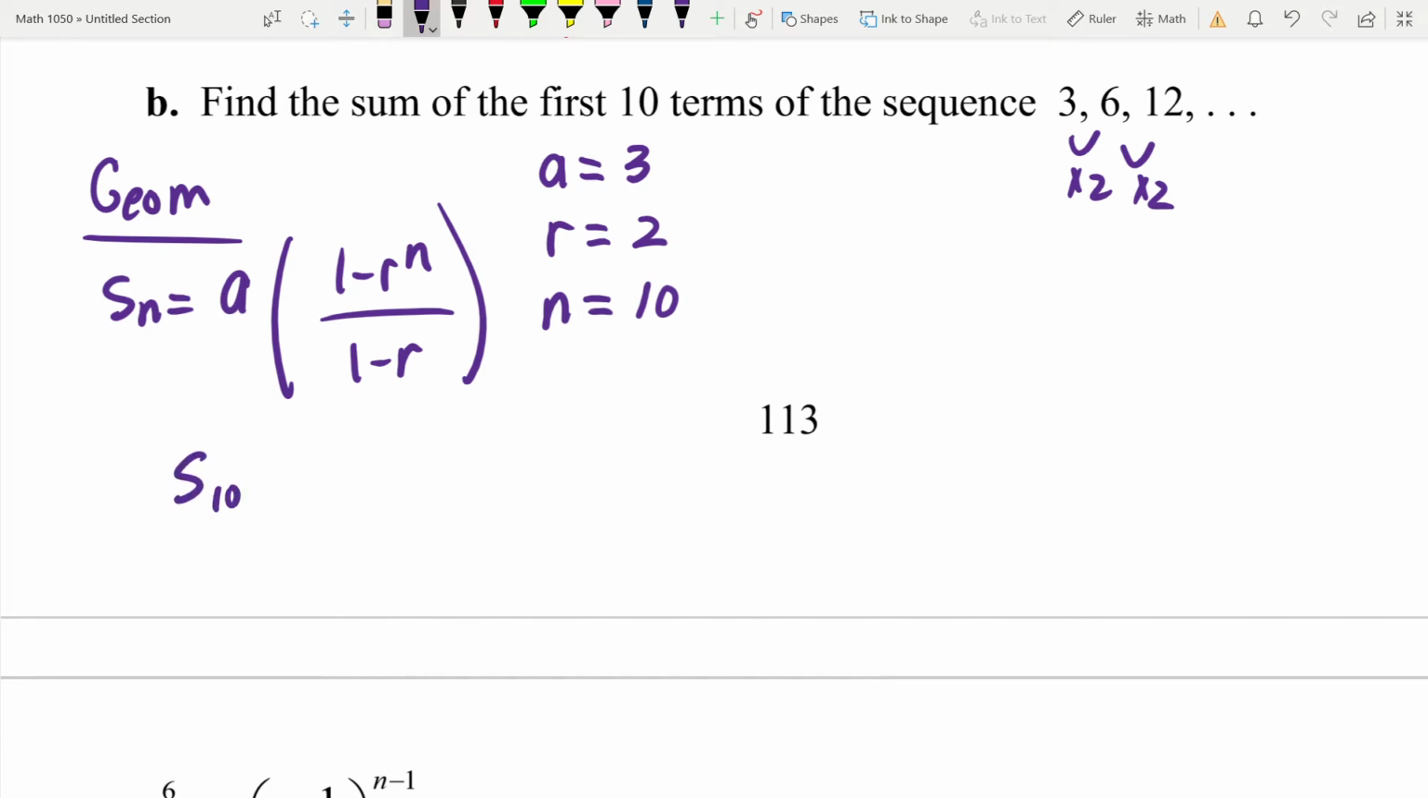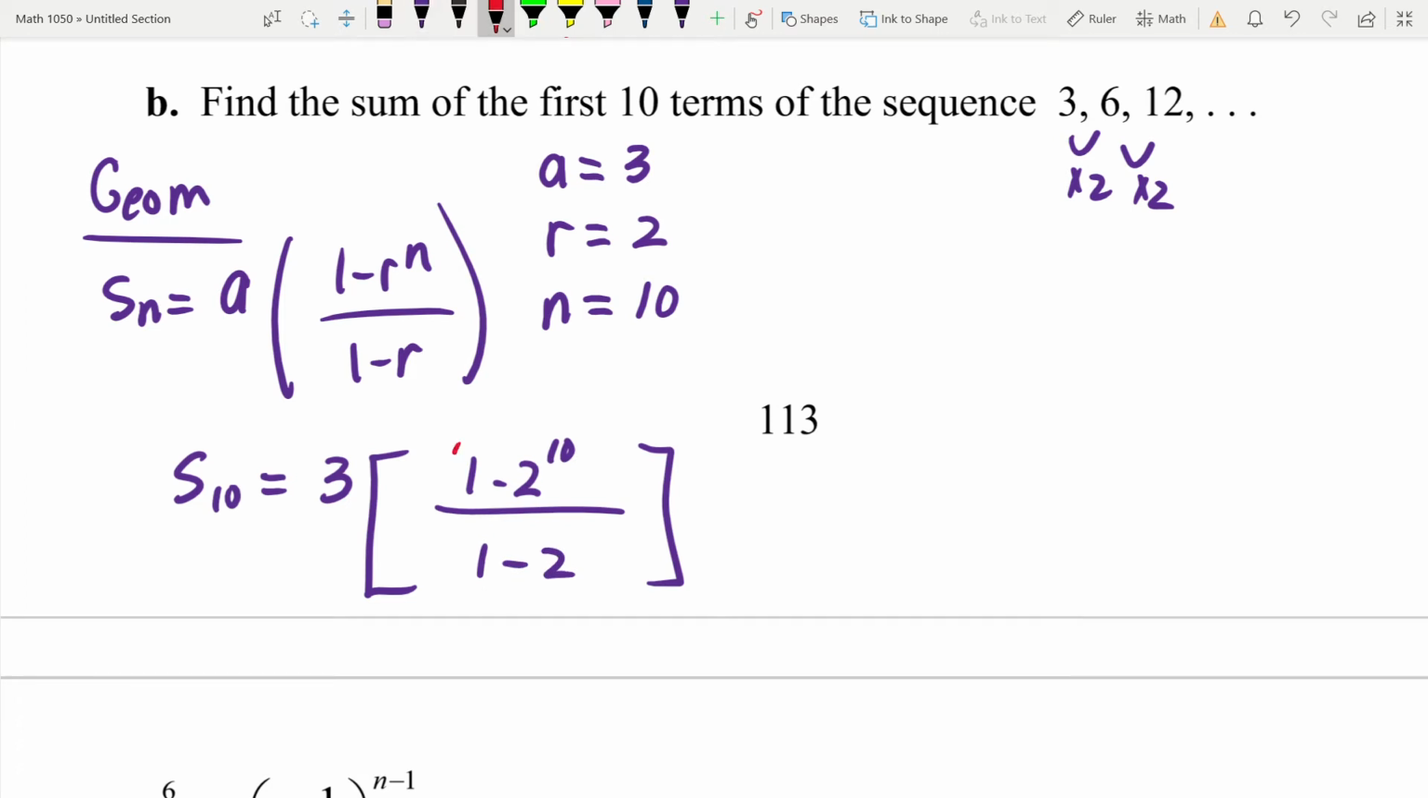So the sum of the first 10 terms is the first term, which is a 3. I'm going to do a bracket. 1 minus 2 to the 10th power over 1 minus 2. I would literally, if I were you, add parentheses around the top and parentheses around the bottom. Okay, so go 3, parenthesis, parenthesis, 1 minus 2, raise it to the 10th, close parenthesis, divided by parenthesis, 1 minus 2, close it, hit enter, and I get 3069.